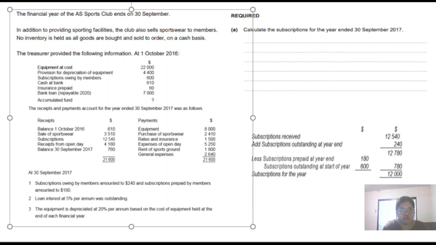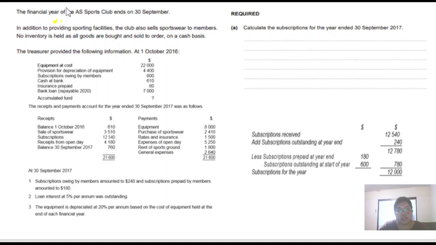What you have to do first is understand the basic things they are going to ask you. The financial year for the AS Sports Club ended on 30 September. In addition to providing sporting facilities, the club also sells sportswear to the members. This is an additional business they run alongside their non-profit organization. No inventory is held, as all goods are bought and sold on a cash basis. That information is not required here.